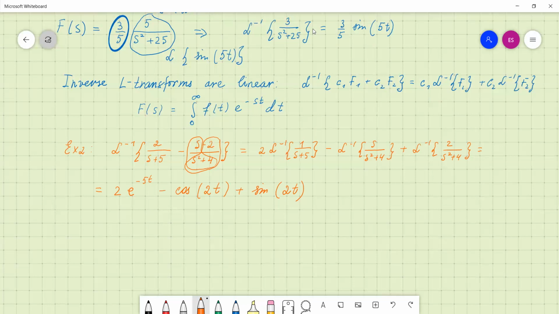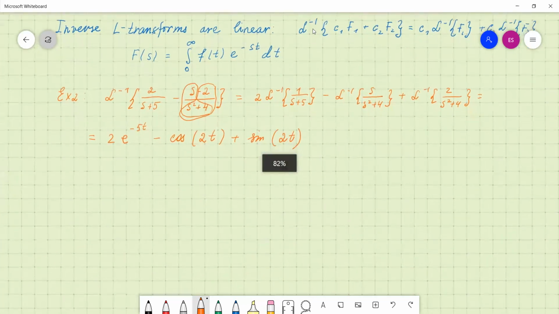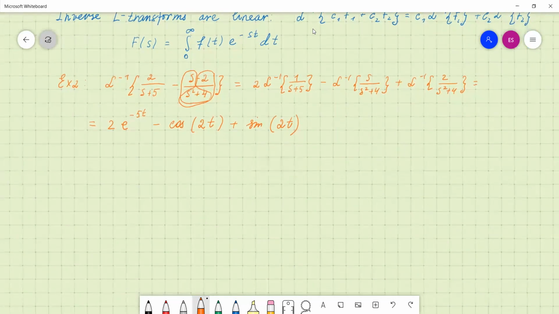Okay, let's move to a more complicated example. A more complicated example is going to deal with more complicated fractions. So example number 3. We're going to consider a Laplace transform of 1 over s squared plus 4s plus 5. Well, if the fraction we have does not look like cosine or sine, right? Because they're supposed to have a square plus a square of a number. What are we going to do, guys? We are going to bring it to that form.